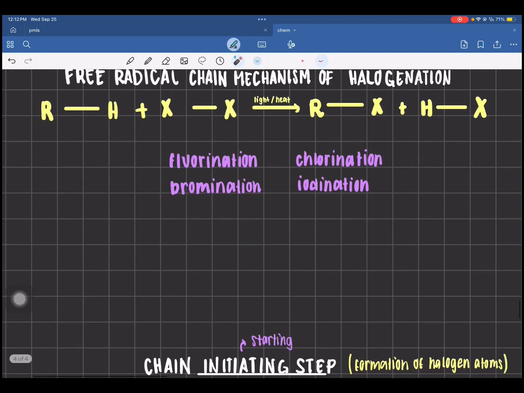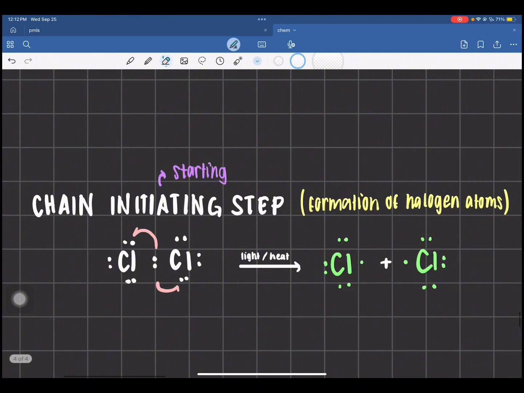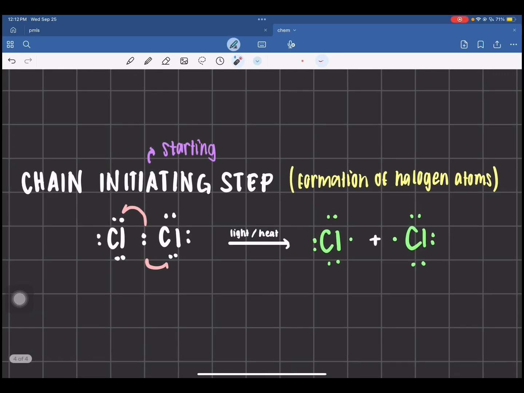Okay, so starting off with our chain initiating step. So, nandun na mismo sa word, it's a chain initiating step. So, it starts the process of halogenation. So, sa video na to, I'll be using chlorination as an example. So, as you can see here, meron tayong chlorine molecule. So, it's just portrayed this way, pero if you were to write it in simpler terms, it's just 2 chlorine atoms bonded together. So, that's Cl2.